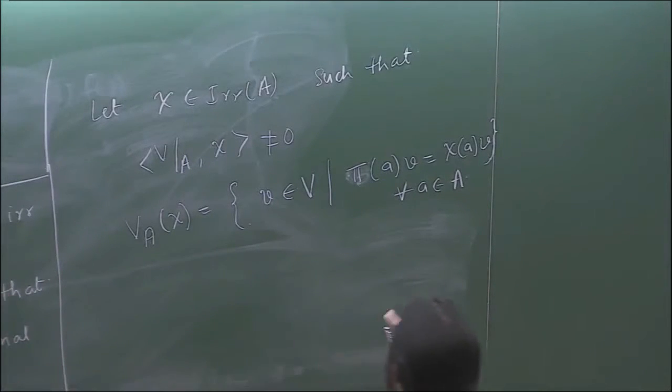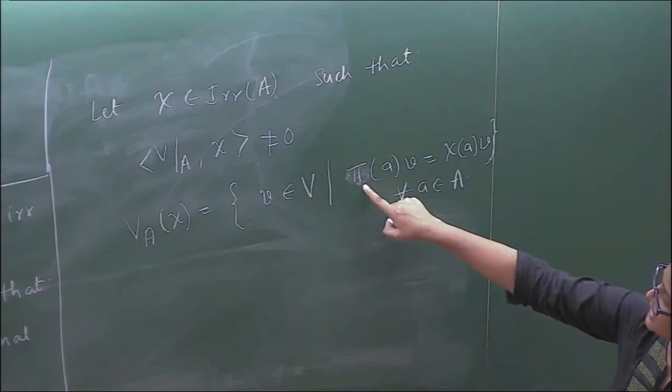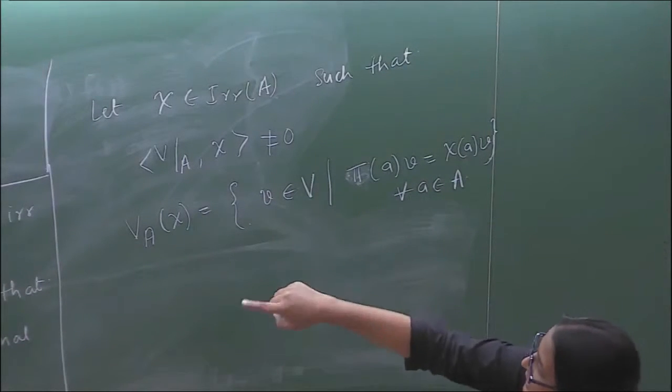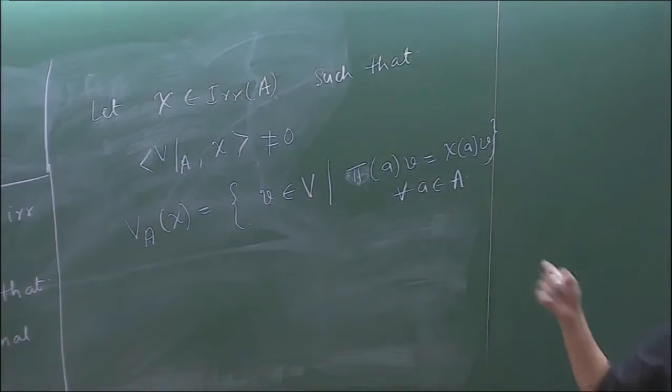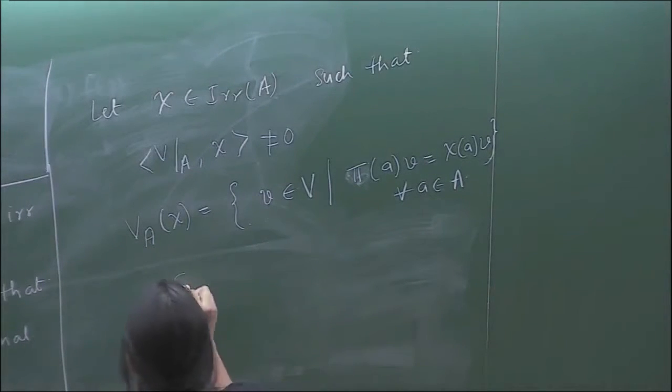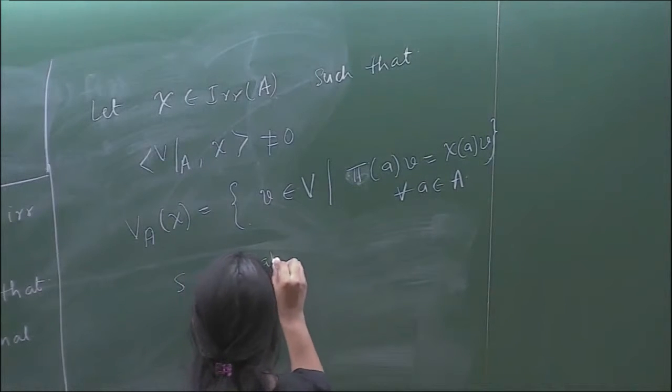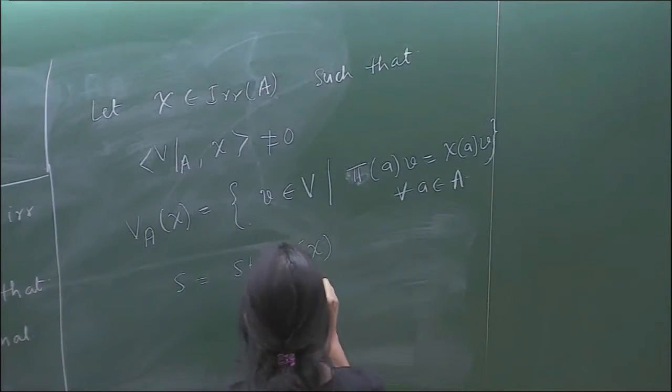Sorry, I'm back here. So I'm denoting the representation by pi. I'm again looking at exactly the vectors that I've looked at there, V_H chi, here just V_A chi. And let's say S is the stabilizer of chi in G.